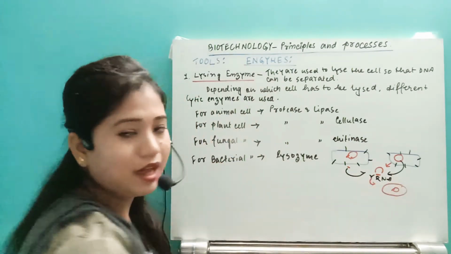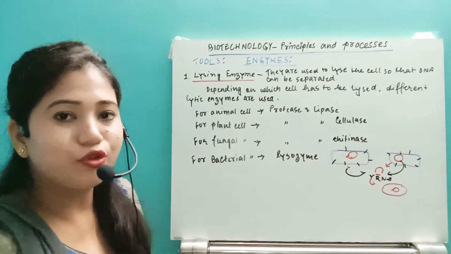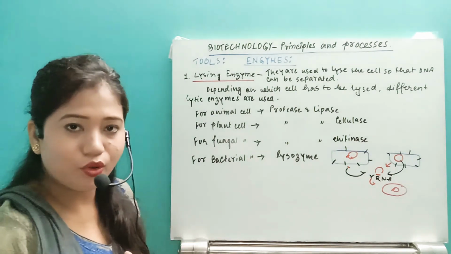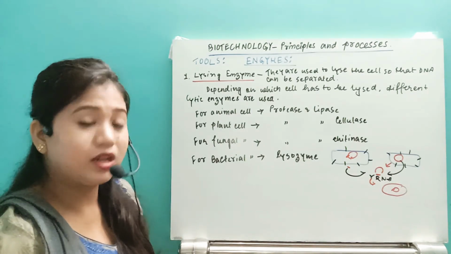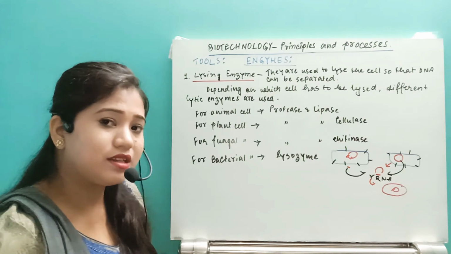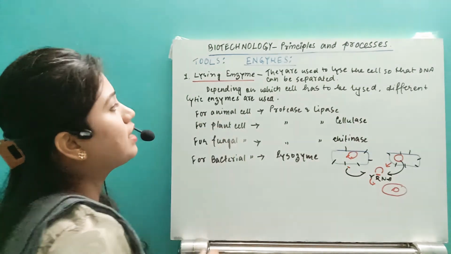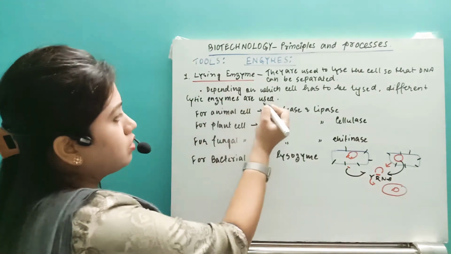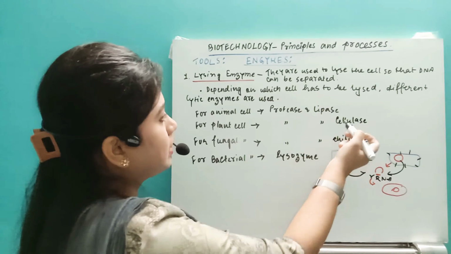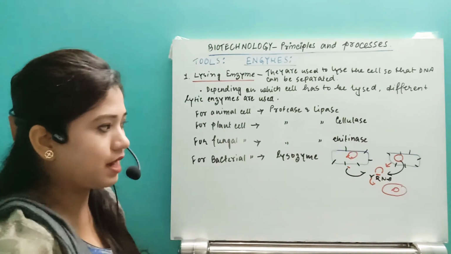Isn't that? Understand? That means first of all, the Salmonella typhimurium organism has to be broken. That means the plasma membrane of this organism has to be broken. Then only will we be able to get this desired gene. Isn't that? So how will it be possible? By these lysing enzymes. So see, depending on which cell has to be lysed, different lytic enzymes are used. So what are the enzymes?